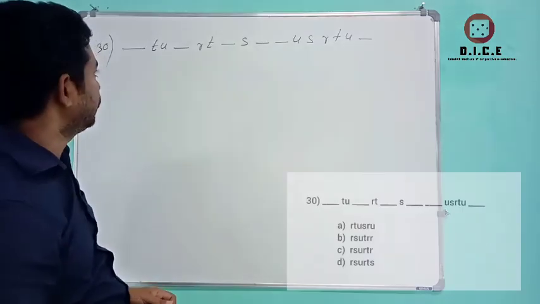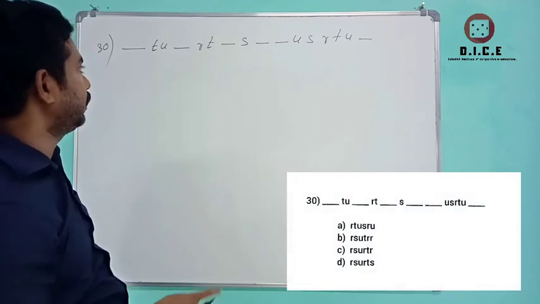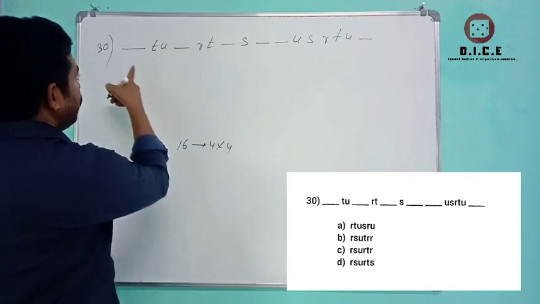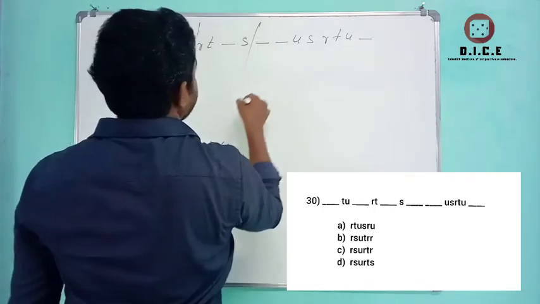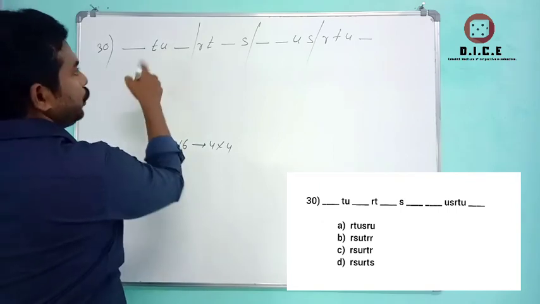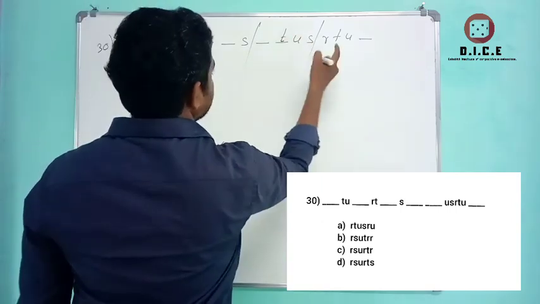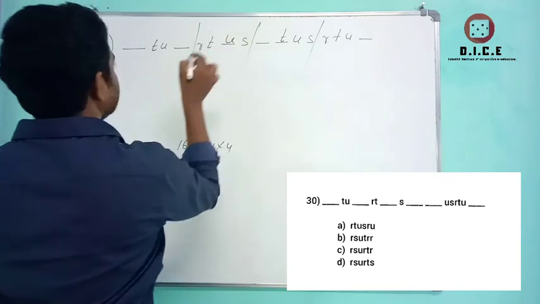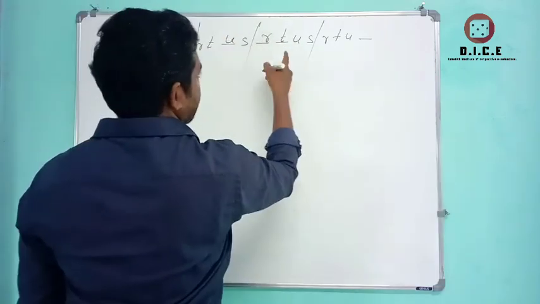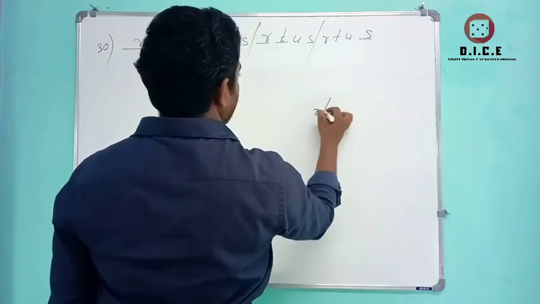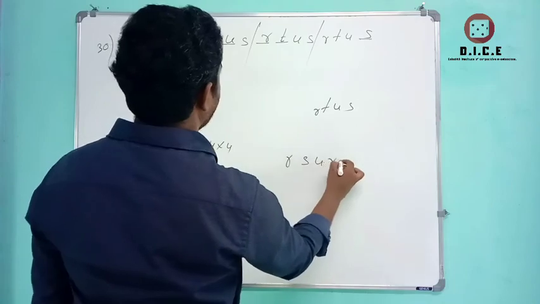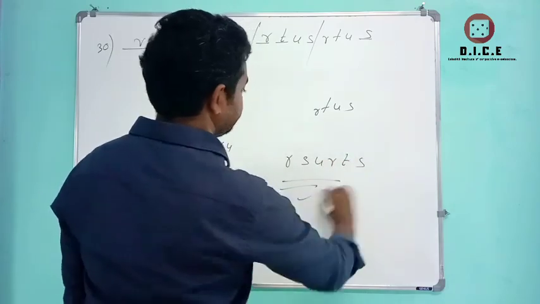See question number 30 here. If you count all the characters, we will be getting 16 characters. So 16, the factors are nothing but 4 4s. For every 4 characters, you segregate it. If you see the pattern here, in the middle TU, TU, and the first characters and the last character follow. Therefore the answer is RTUS. So you substitute with the characters, and RSUR, TS is your answer.